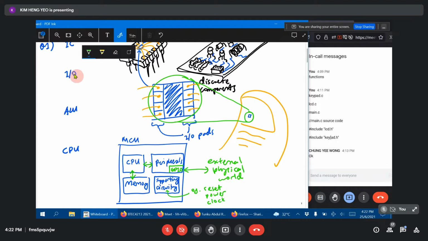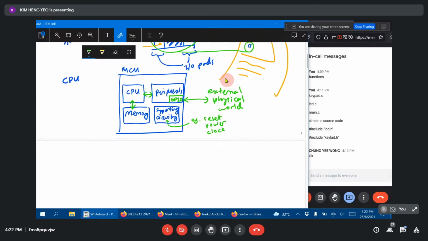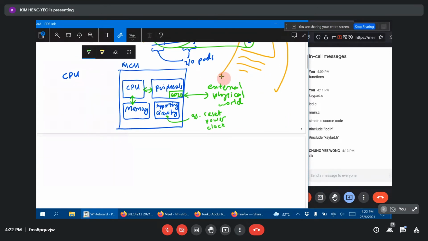Okay, so these are all the basic parts inside a microcontroller, and the key one is this I/O port, input output. Okay, now let's look in detail at this ALU. What is ALU? ALU is the heart of your computer. So if you look at this CPU, right?